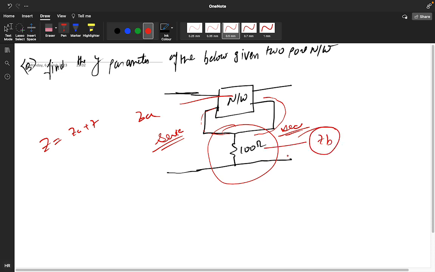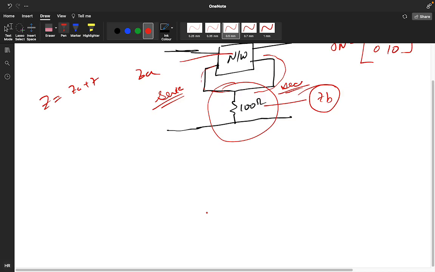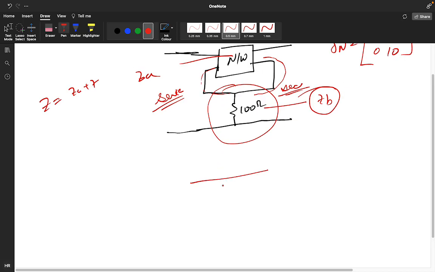Solve the ZB network. In the question, the Y network is given as 2 0 0 10. But if you connect them in series, what have we seen earlier? The Z total is equal to ZA plus ZB. So you need to find the Z equivalent of this. So draw one particular network like this.